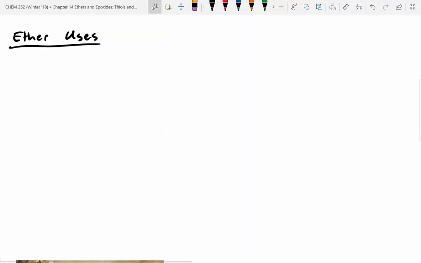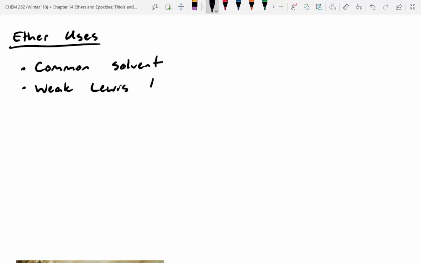All right, there's a few common ones I've mentioned already. It's a common solvent. We saw that in our extraction lab during first term. We've seen it with Grignard reagents in lecture. The other thing I mentioned is it can be a, actually I'm going to put weak Lewis base. What does it mean when you're a Lewis base? Doesn't have to do with protons. It donates electrons, right?